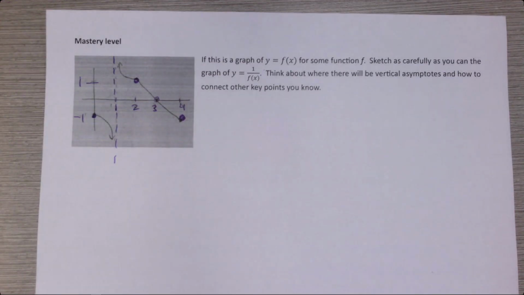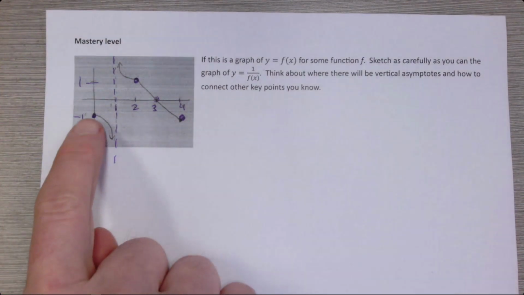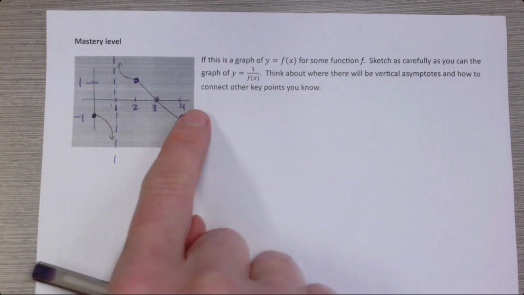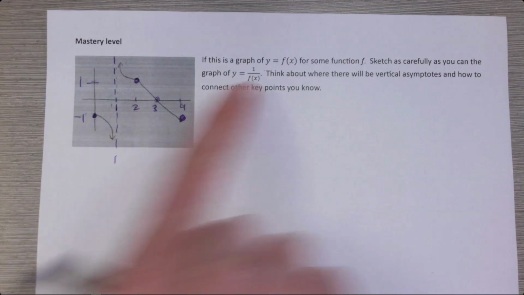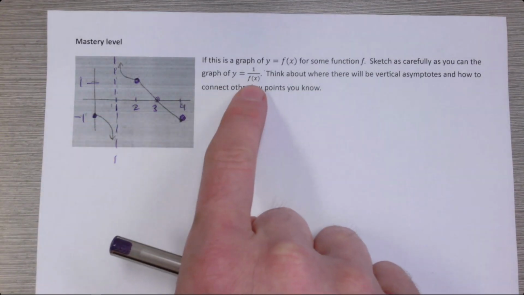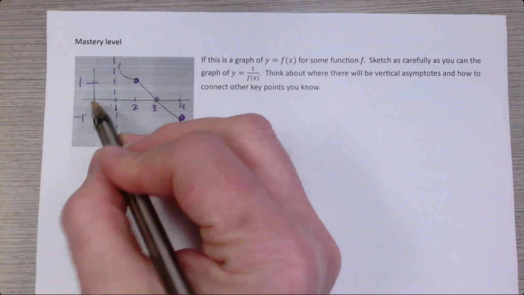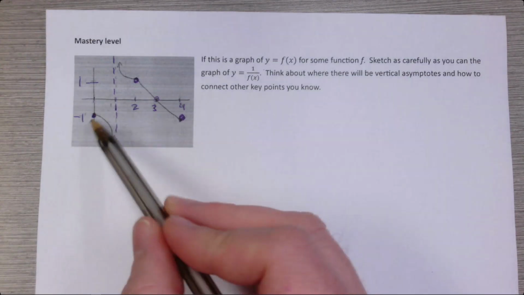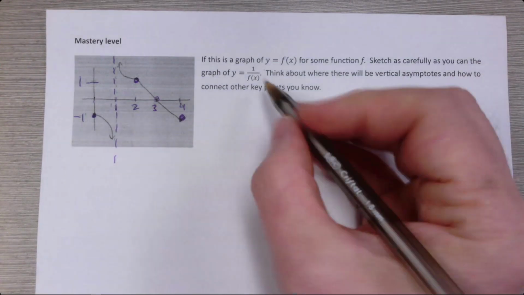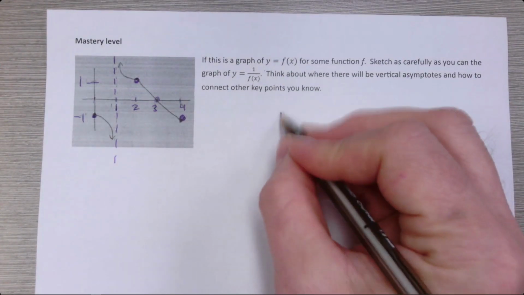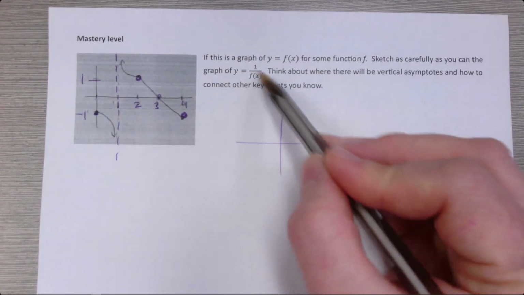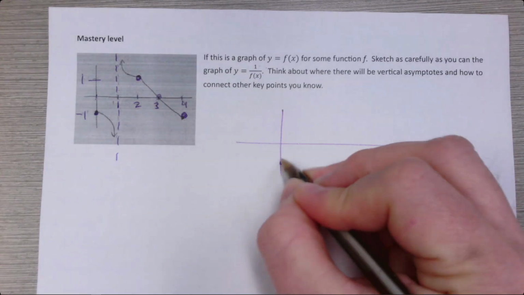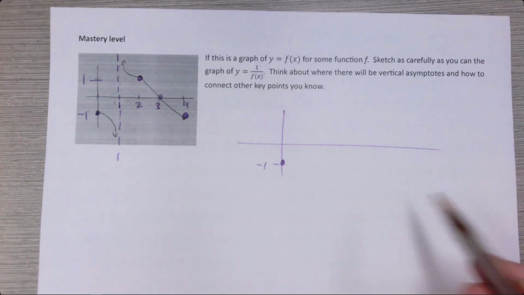So I can start thinking about this by thinking about particular values in this graph and what's going to happen if I plug in those same x values in the reciprocal function here. So let's just start at x equals 0. At x equals 0, f of x is negative 1. So what happens in my new graph at x equals 0? I'll have 1 divided by negative 1. And so that point remains unchanged. I've still got a point at negative 1.